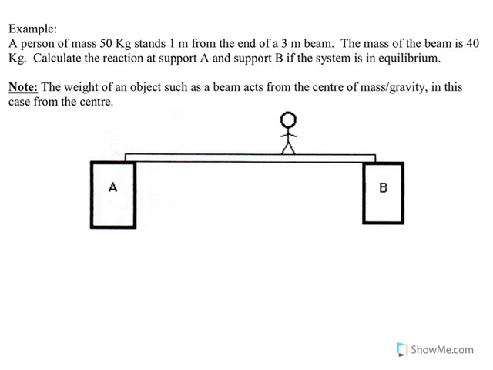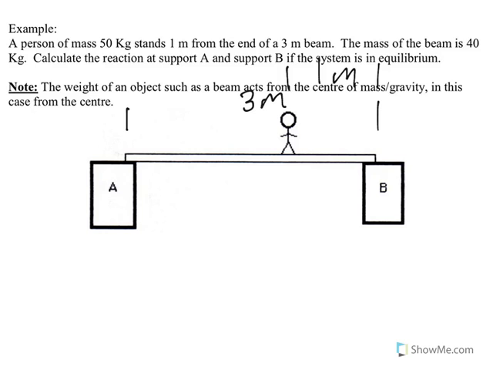All right, so how can we use that when we're answering questions? All right, so let's have a look at an example. All right, so here's a person who stands 1 metre from the end of a 3 metre beam. So here to here is 3 metres, and here to here is 1 metre. The mass of the beam is 40 kilograms. Calculate the reaction at support A and support B if the system is in equilibrium.